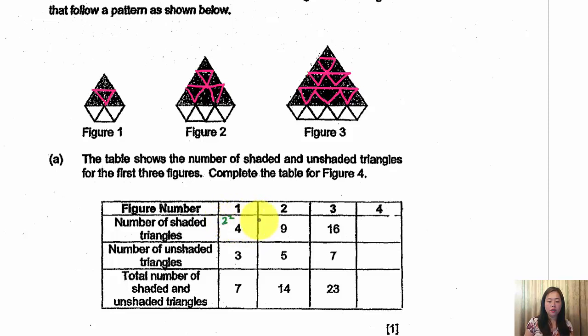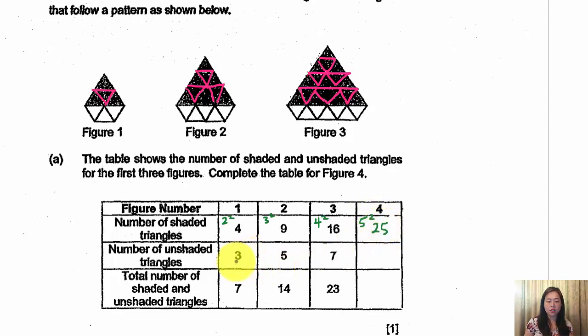So 4 is actually 2 square. 9 is actually 3 square. 16 is actually 4 square. Therefore, figure 4 will be 2, 3, 4, and 5. Therefore, this is actually 25.